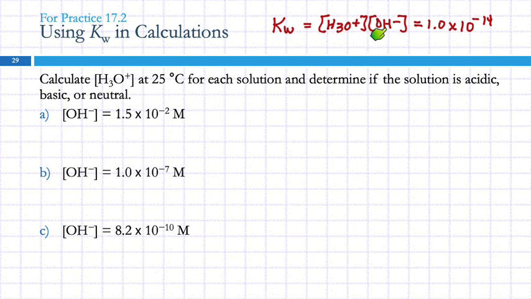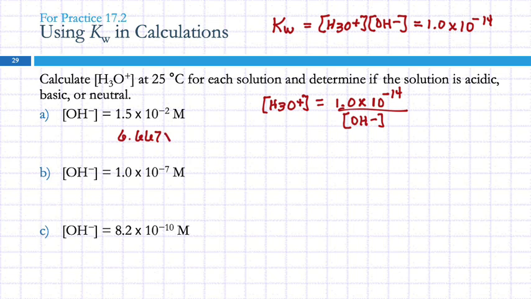We could plug the number in here and use a solver to solve for X, or we could use a little bit of algebra. The hydronium ion concentration is going to be the Kw divided by the hydroxide ion concentration. So if we take 1 times 10 to the minus 14 and divide by 1.5 times 10 to the minus 2, I get 6.667 times 10 to the minus 13. So I'm going to report that answer as 6.7 times 10 to the minus 13 molar.